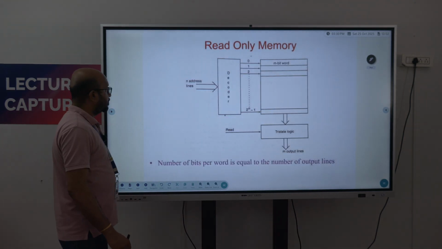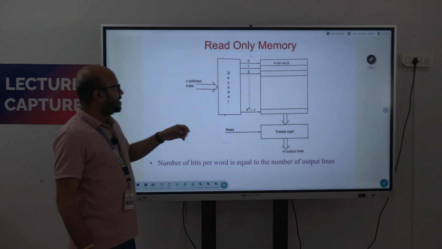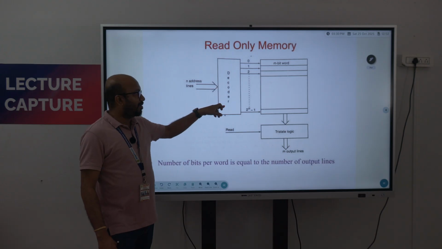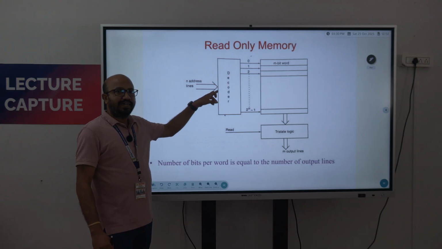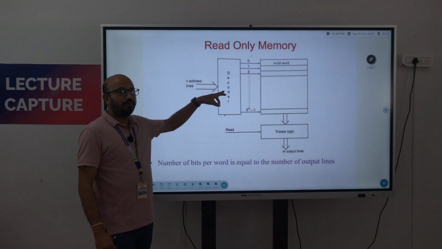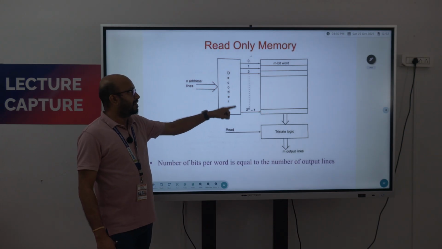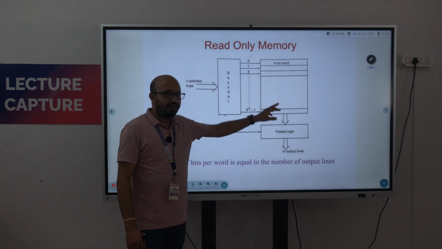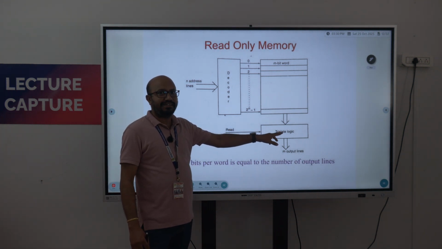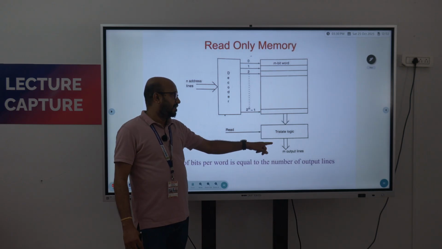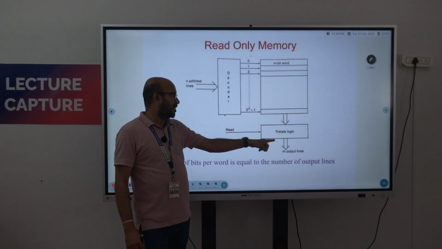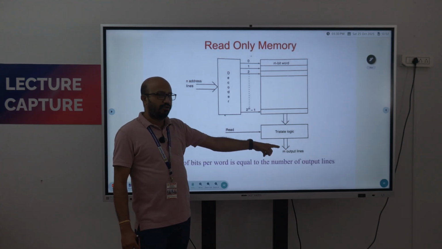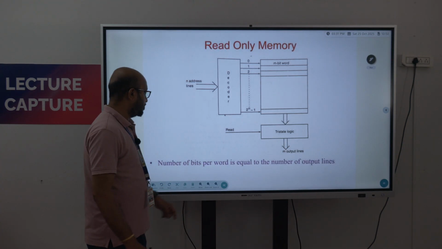Next, this is the read only memory. In this memory we have n address lines given to the decoder. We know the operation of a decoder: n input and 2 power n output. Based on that, the output lines are given to the m bit word. That m bit word is given to tri-state logic, which is nothing but OR gates. In these OR gates we give another input as a read input, so the output comes as m output lines.